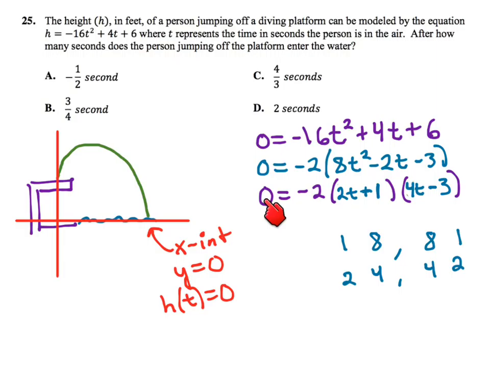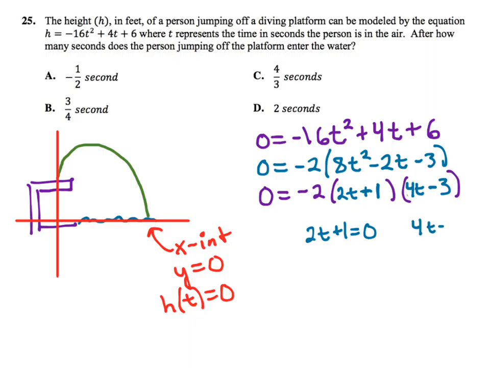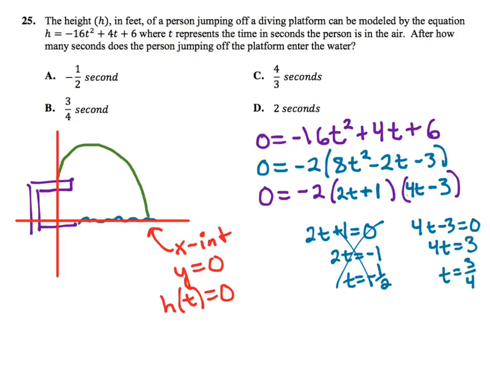Because if this is 0, then either, well, negative 2 can't be 0, right? So that means either this binomial equals 0 or this binomial equals 0. So I'm going to set both of those equal to 0 and solve for t. I got t is negative 1/2. No such thing as negative time, right? So that's not the right answer. How about this one? Add 3 to both sides. Divide both sides by 4. T is 3/4, so 3/4 of a second.